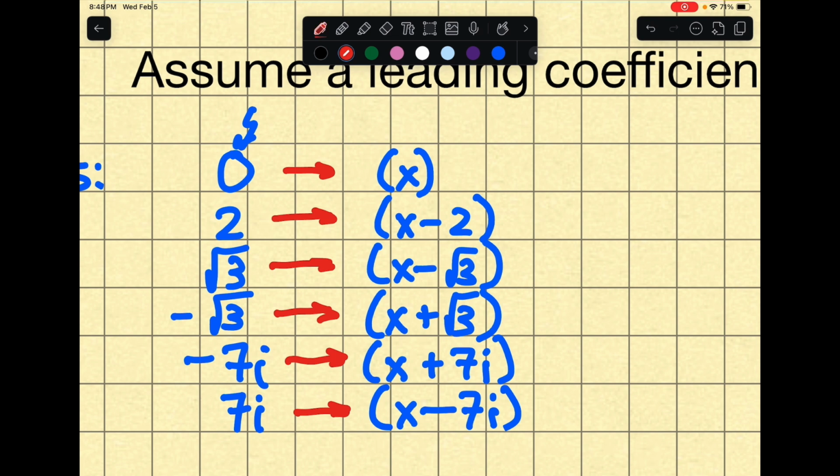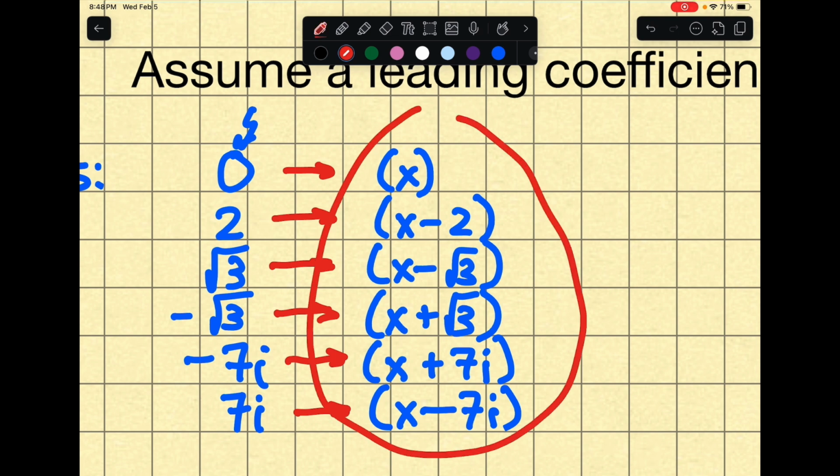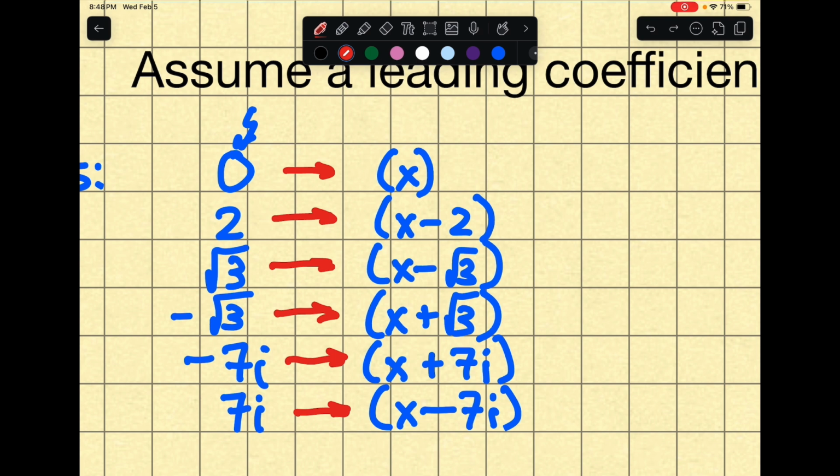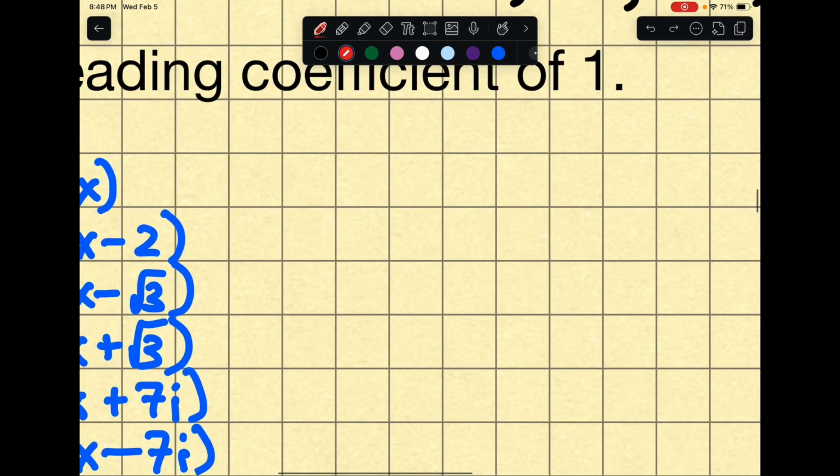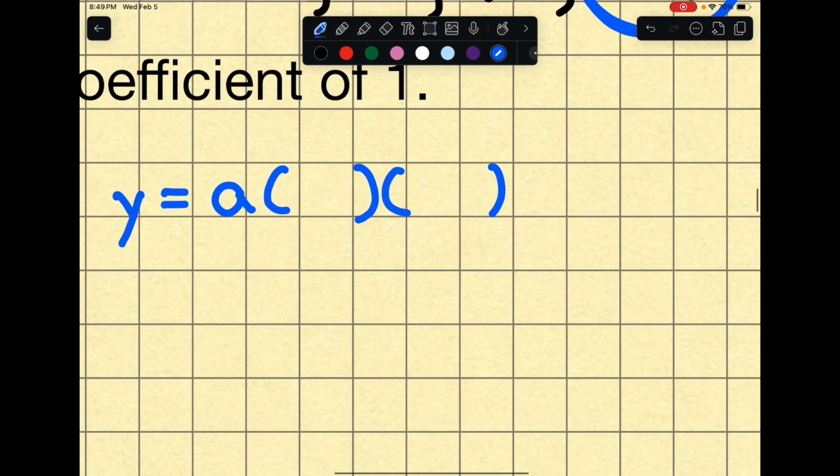Okay, so here are all 6 of our factors. Since we're tasked with coming up with the factored form of the polynomial, what we said before is if you know the roots of a polynomial, and therefore if you know the factors of a polynomial, then you can build the polynomial itself by saying y is equal to, or f of x is equal to, some leading coefficient a times all of your factors, right?